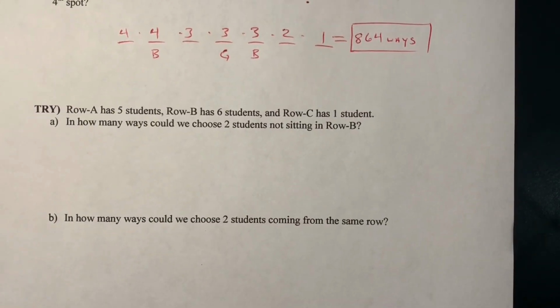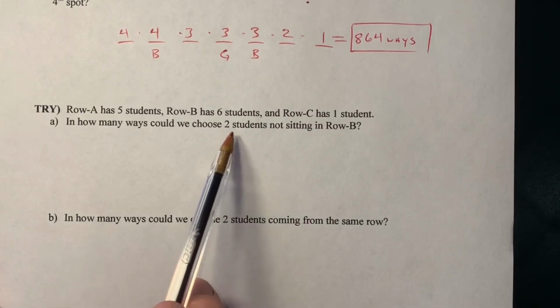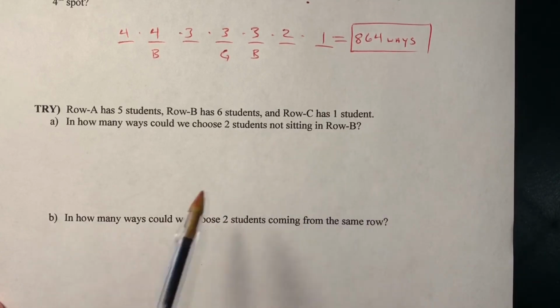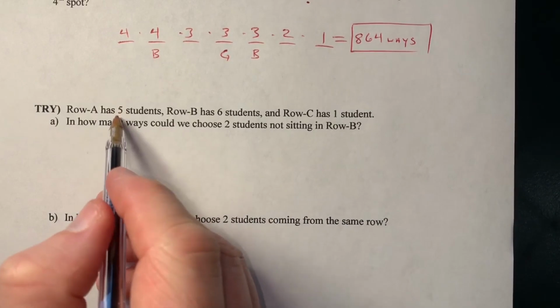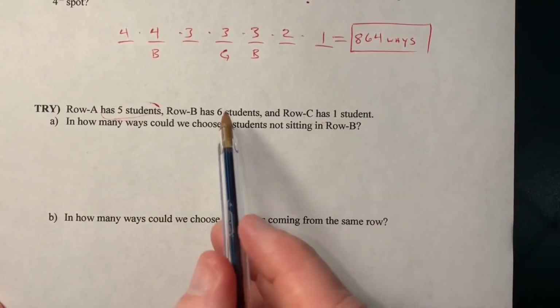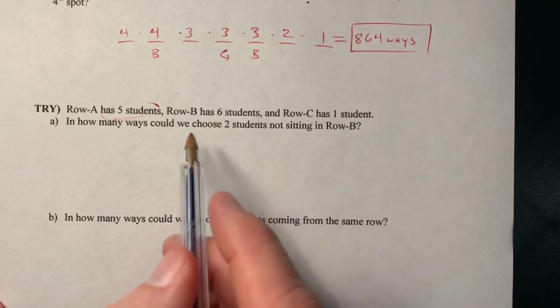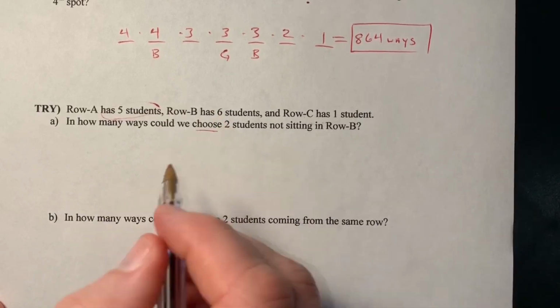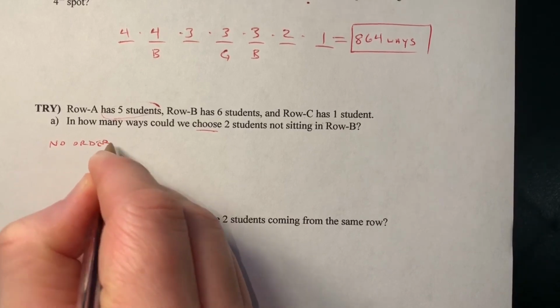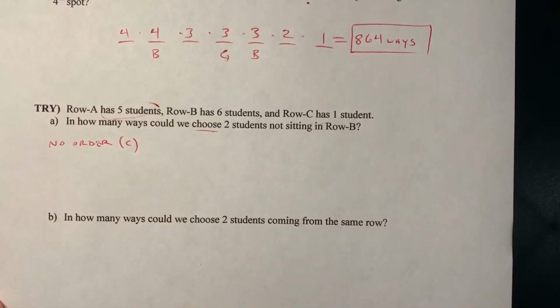Row A has 5 students, row B 6, and row C 1 student. In how many ways could we choose 2 students not sitting in row B? So that means the students have to come from these 5 or this 1. Okay, I can't use these 6. We're going to choose, but we're not arranging. So no order, which means it's a combination.